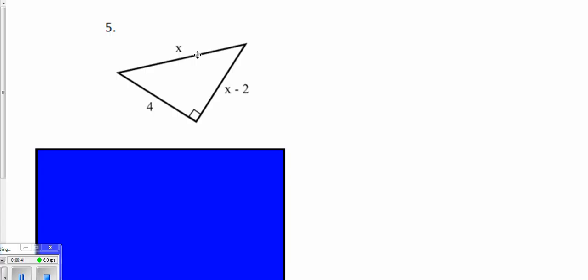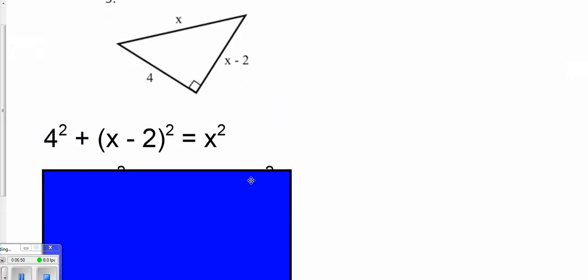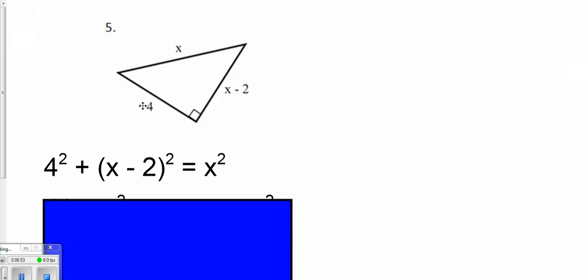In this example, we can see that we have two different missing values. We have x as our hypotenuse, and x minus 2 as this leg. So when we plug everything into our Pythagorean theorem, this leg squared plus this leg squared equals this hypotenuse squared. So 4 squared plus the entire thing, x minus 2 squared, equals x squared. Now, when we square x minus 2, we're doing x minus 2 times another x minus 2.